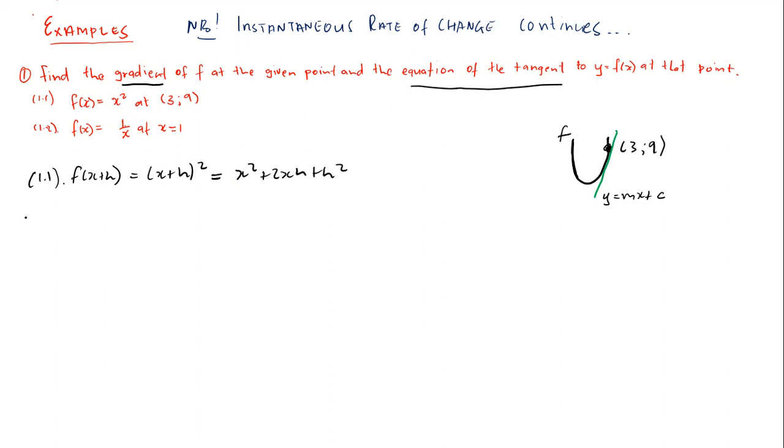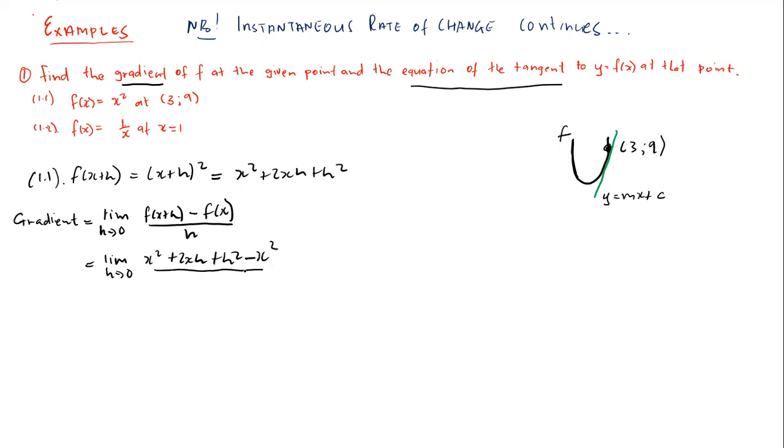Therefore, I'm going to use the equation to determine the gradient of a tangent at any point on this curve: the limit of f of x plus h subtract f of x, divided by h, as h tends to approach 0. This is the formula that we are going to use to determine the gradient of a tangent. So limit as h tends to 0. Now I'm going to substitute f at x plus h, which is x squared plus 2xh plus h squared, and subtract x squared, divided by h.